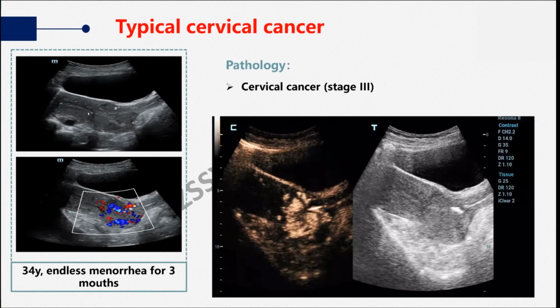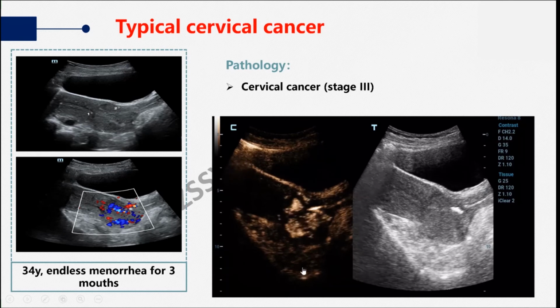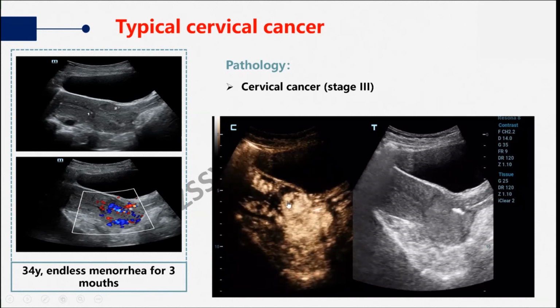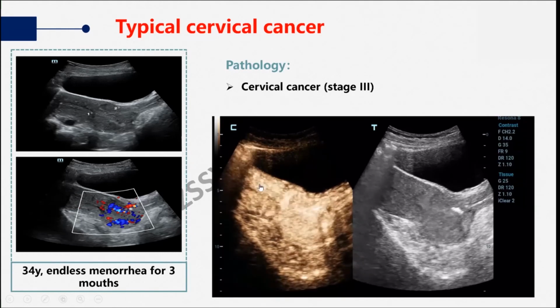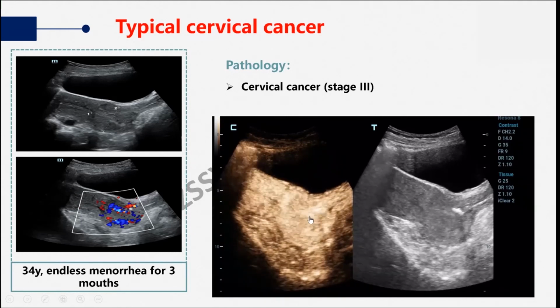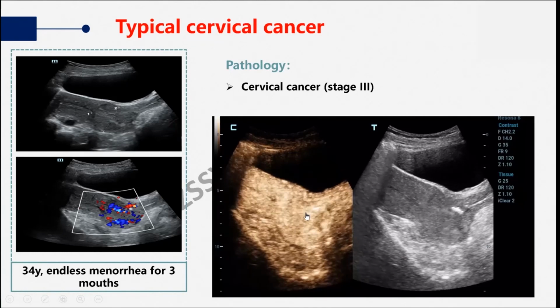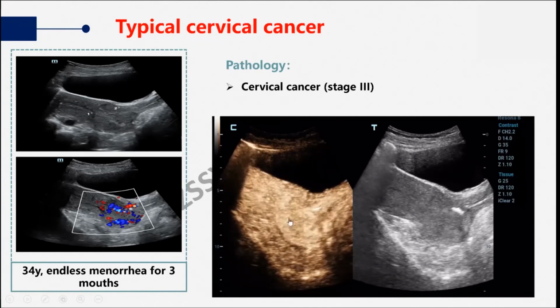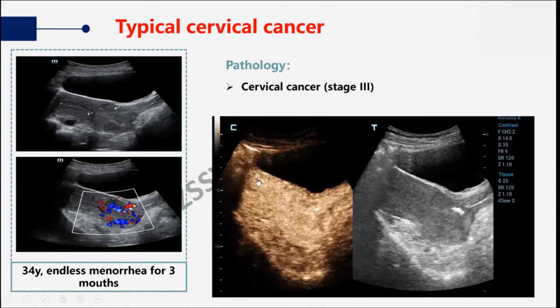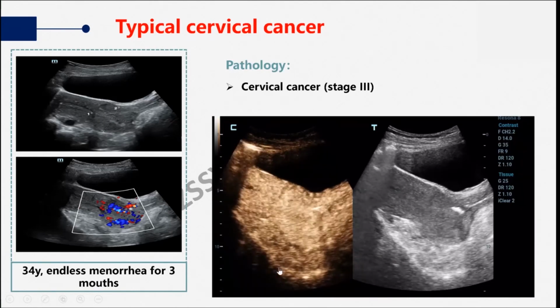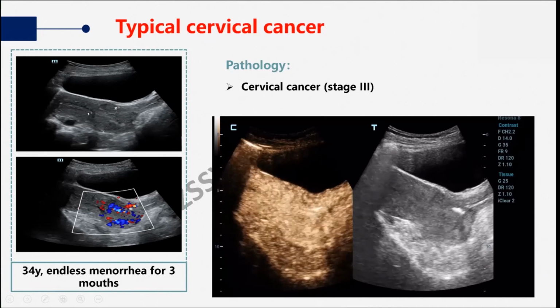Here is a typical cervical cancer. Please remember the CEUS imaging of it, and I will show you. Here shows the agent perfusion of the lesion was earlier than the myometrium, and the signal intensity is higher. And here the washout time is also earlier than the myometrium. Please remember the typical cervical cancer.